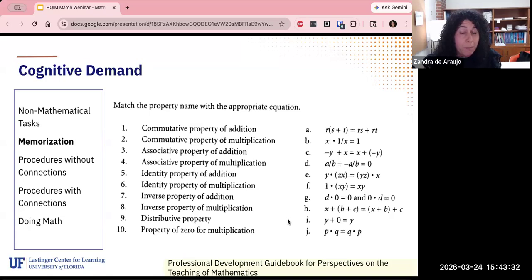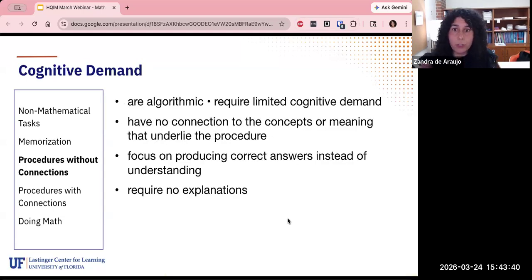The most common category of cognitive demand I've seen in research studies and in my own observations of classrooms is procedures without connections. So procedures are very common. They're algorithmic. They require limited cognitive demand. There's little connection to the concepts underlying them. It's really just like you're recreating procedures. So you're calculating something, but there's kind of one pathway. You're not doing a lot of deep thinking about the why behind it.